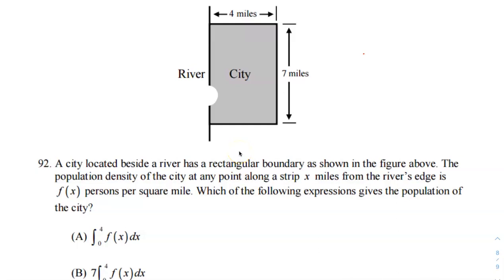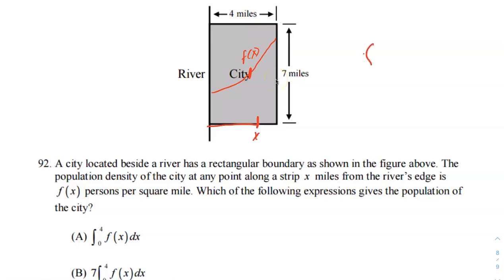This is our population density function. We're trying to figure out how populated it gets. And then we've got a value of x. So this is our x, right? x could be anywhere from 0 to 4. And then this would be our population, f of x. So how do we find that whole area there?